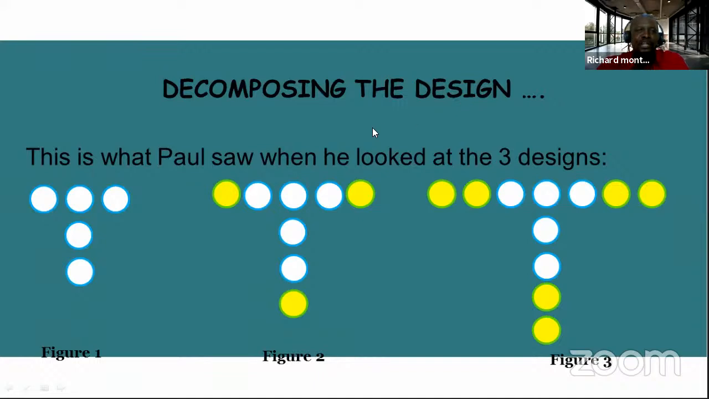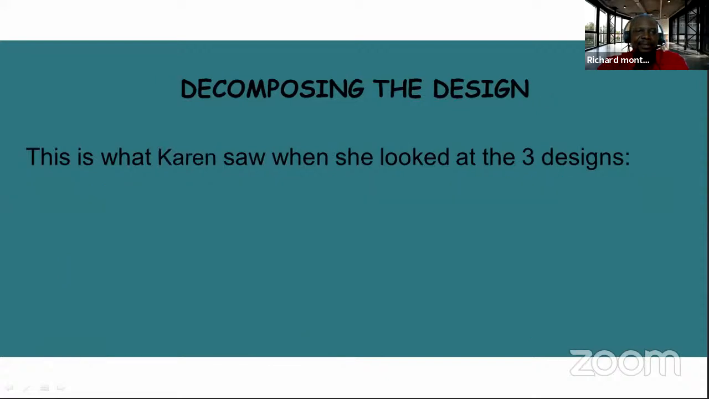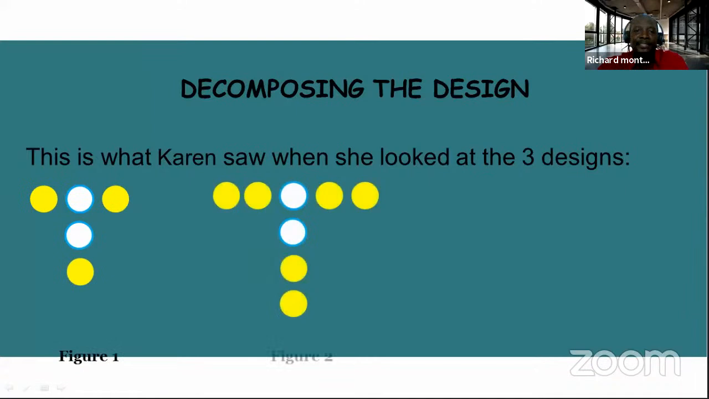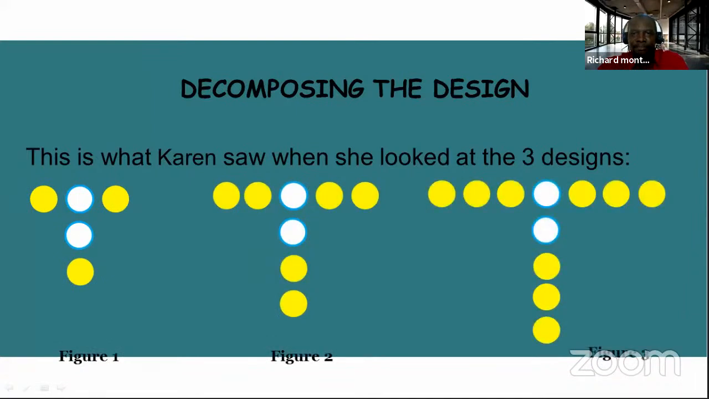All right, let's look at another student here. So when Karen saw the design, what Karen saw was 2 and 3 added, then 2 and 6 added, then 2 and 9 added. So following her design, once she has decomposed it, would she be able to get the 4th figure or the correct number in the 4th figure?